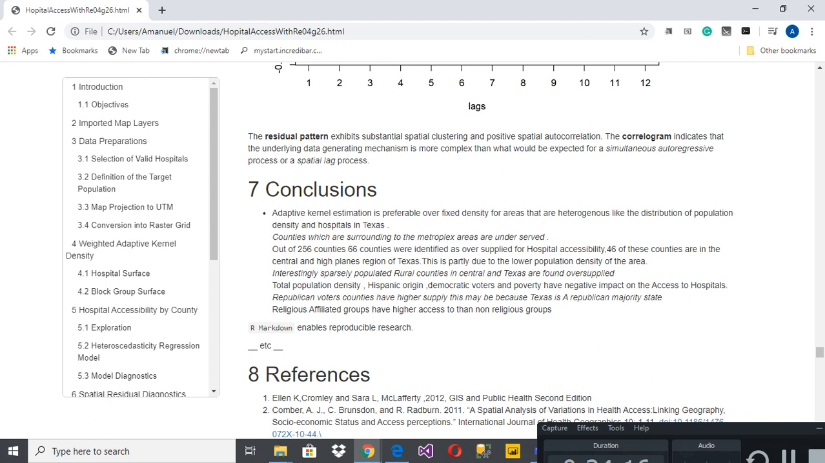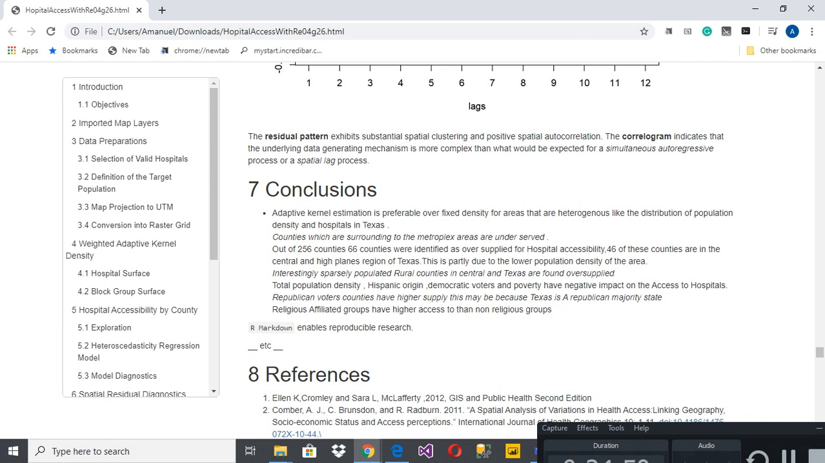The total population density, Hispanic origin, demographic voters, and poverty have a negative impact on the access to hospitals. Republican voters and Republican counties have higher supply. This is because Texas is a Republican majority state, and religiously affiliated groups have higher access than the non-religious groups.